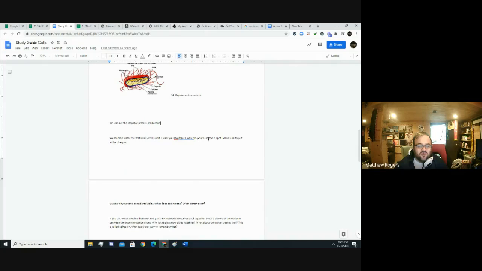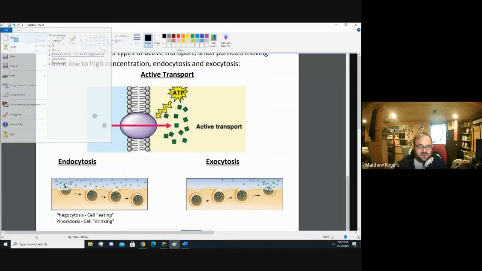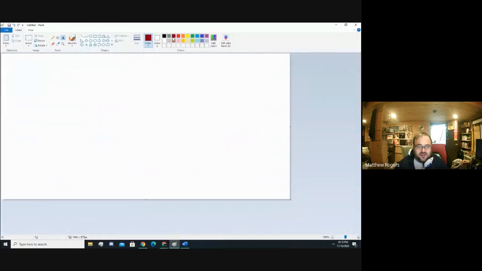We studied water the first week in this unit. I want you to draw water in your question spot 1. Make sure you put the charges in. So H2O. So there's 2 H's. There's 2 H's, and there's an H that looks like this. It's connected to an O, connected to an H. The H's are positive.